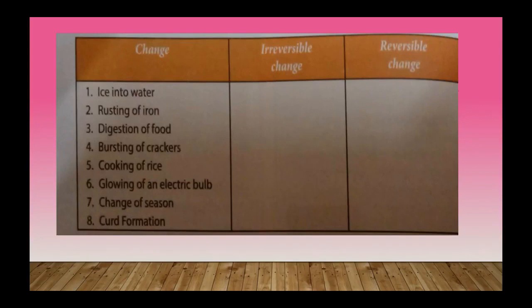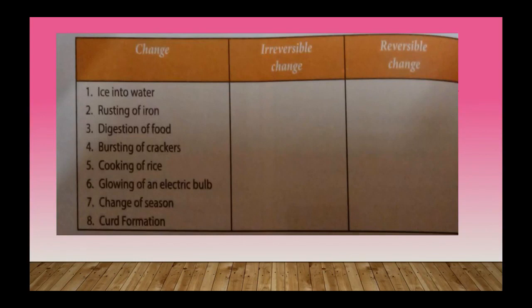We can glow the bulb by giving a current. We can switch off the bulb if we don't need the light in that place. It's a reversible change. Change of season: season changes, it's not reversible, it's irreversible. Once the season changes, we get the change back only after a few months or a few years later. So it's an irreversible process. Curd formation is also irreversible. Once the curd is formed, we can't get the original product, milk, right?